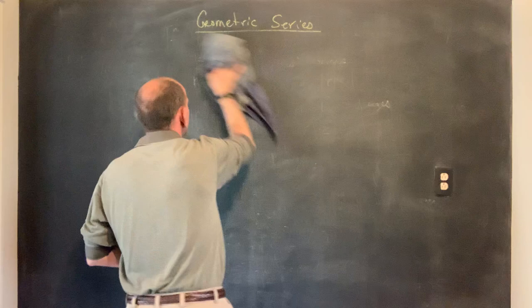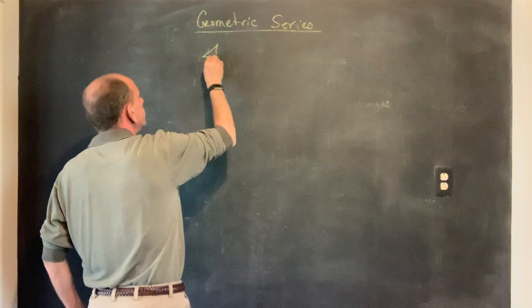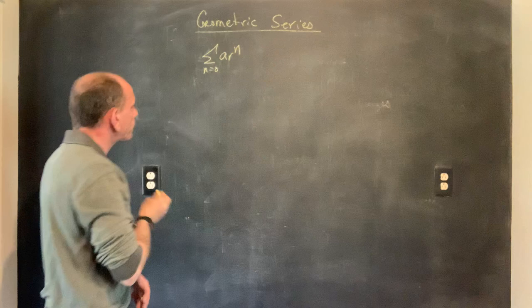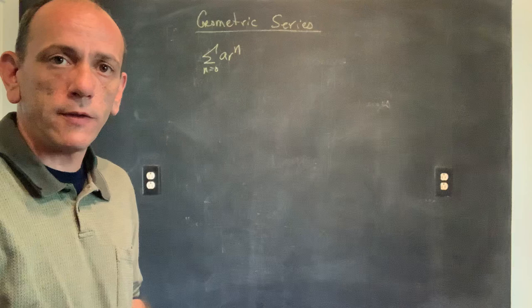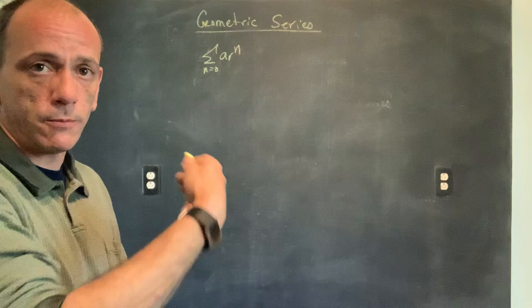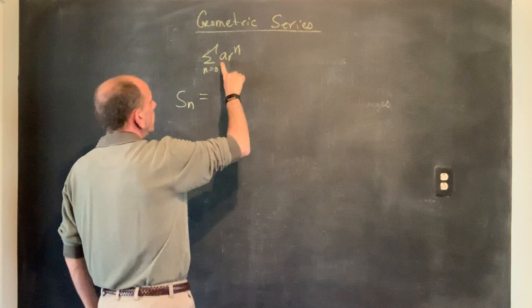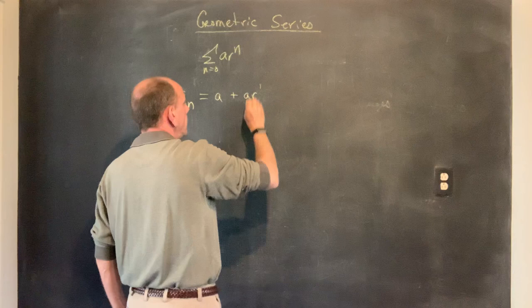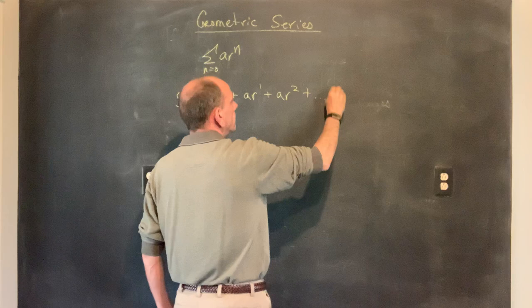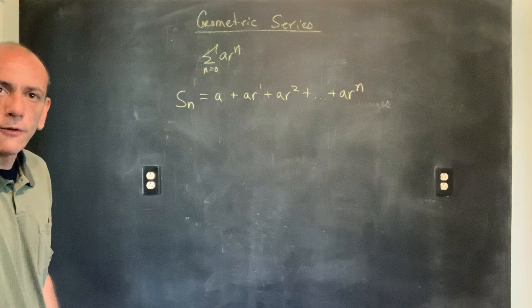So I have this series a r to the n, n equals 0. And I'm trying to develop a formula for the nth partial sum, because I need to take the limit of the nth partial sum to see whether it converges. So the nth partial sum is, well, the first term is just a, and then I get a r to the first power, and then a r to the second power, plus so on, plus a r to the nth power. That's going to be my nth partial sum.